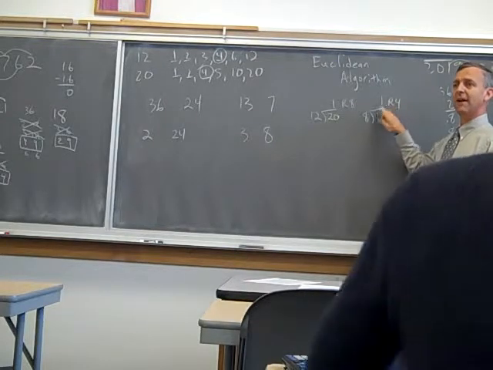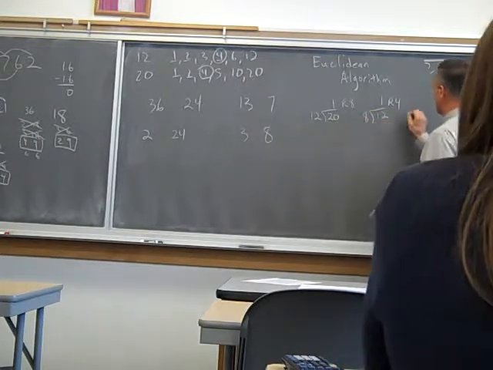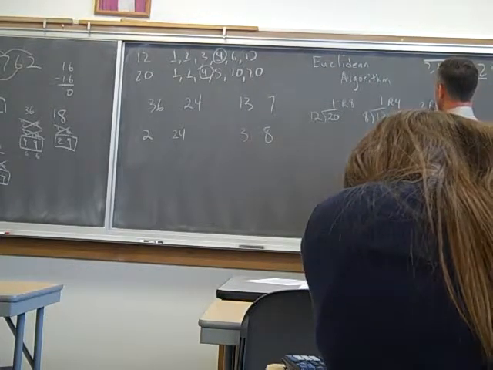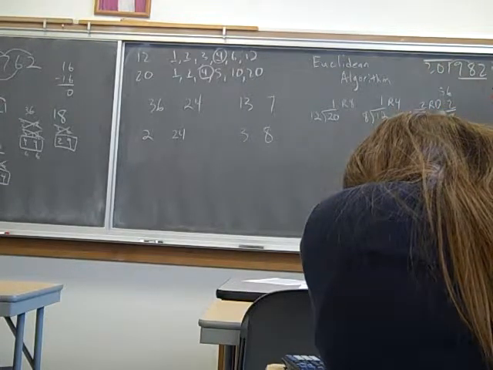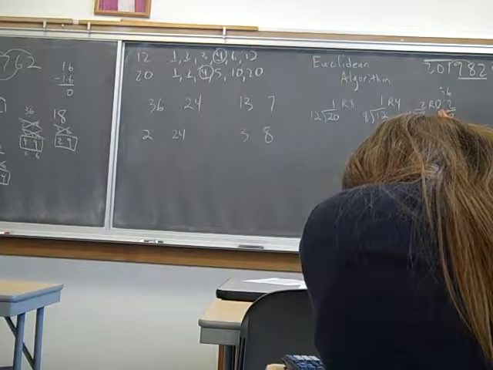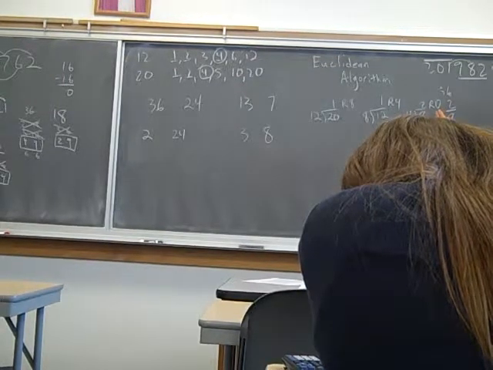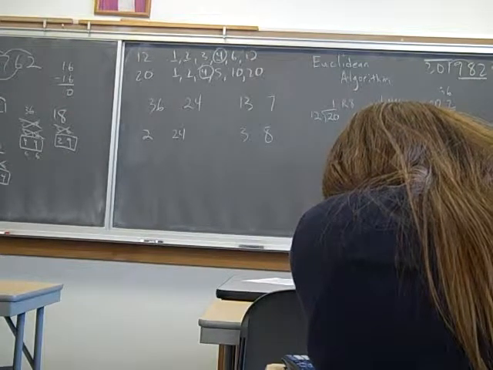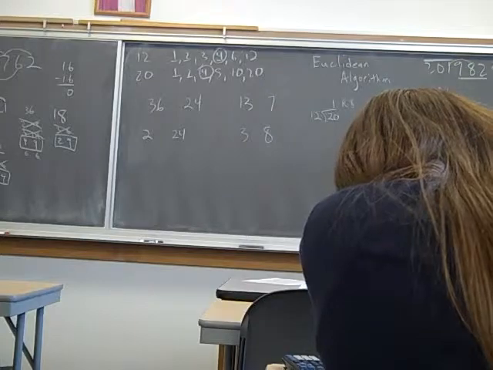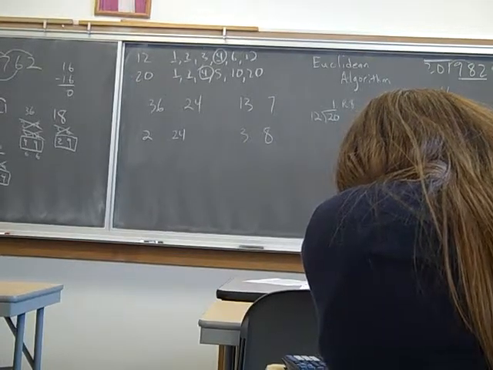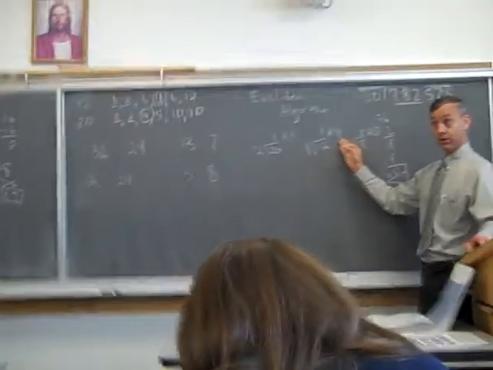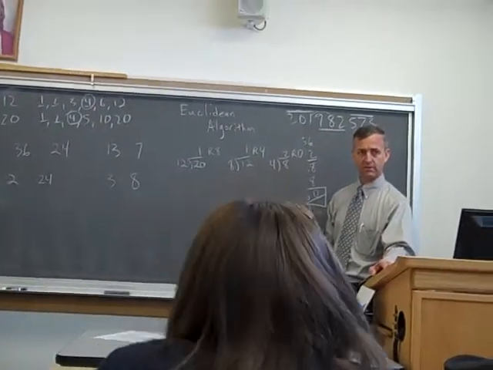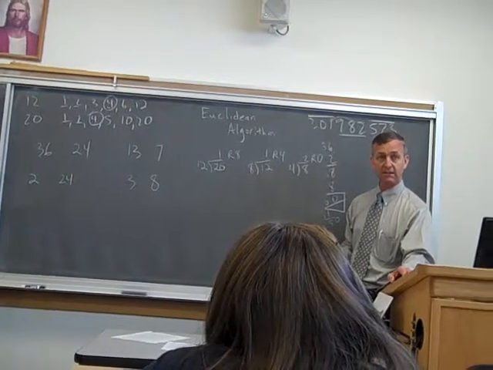Take the remainder, divide it into the old divisor. 4 goes into 8 twice with a remainder of 0. Do I have a remainder of 0? Yeah. You're always asking that question. As soon as you get a remainder of 0, you stop. Where do you find your answer? It can be found in a couple of places. It can be the last non-zero remainder or the last divisor. That is my GCD.